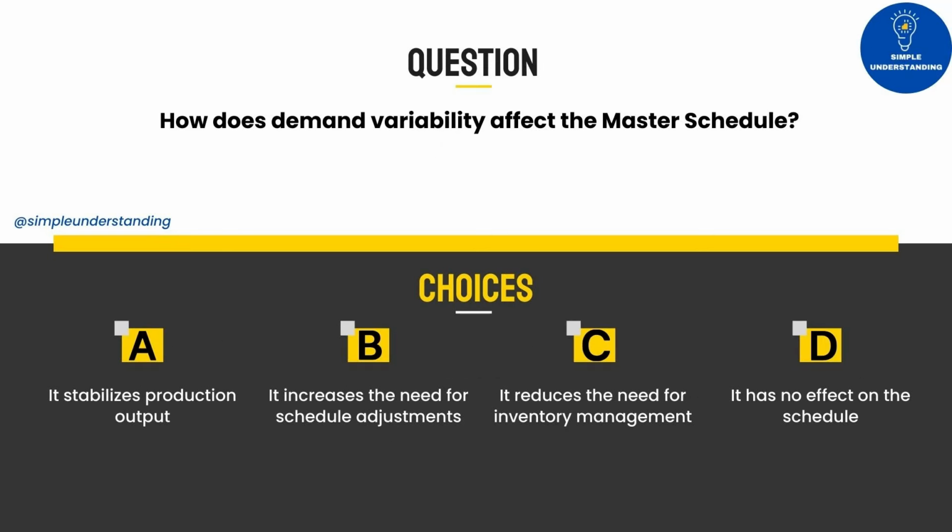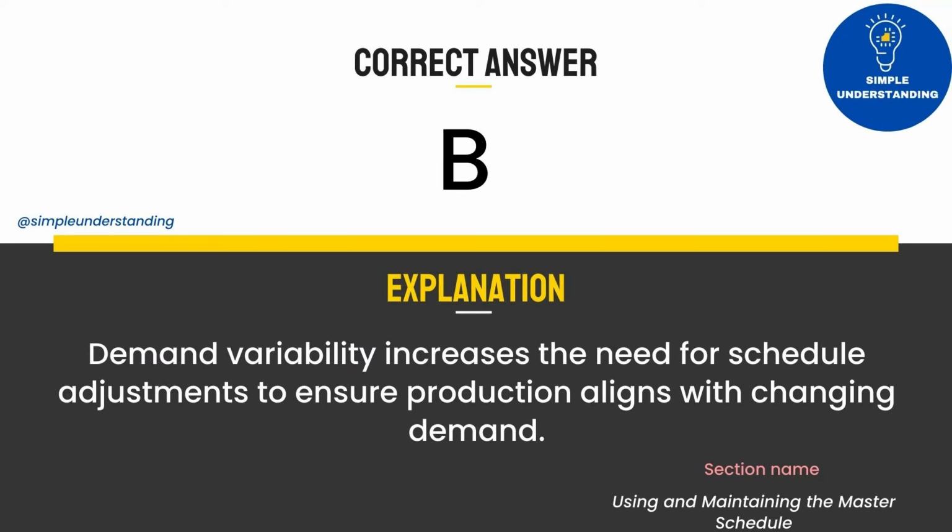8. How does demand variability affect the master schedule? A. It stabilizes production output. B. It increases the need for schedule adjustments. C. It reduces the need for inventory management. D. It has no effect on the schedule. Correct answer: B. Overall explanation. Demand variability increases the need for schedule adjustments to ensure production aligns with changing demand.